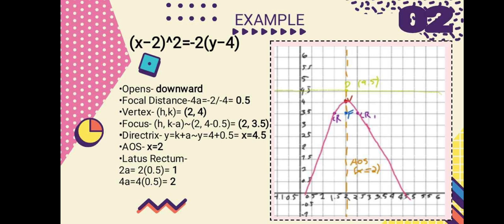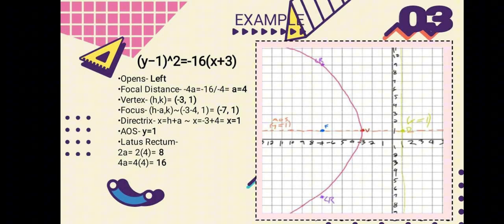Y is 4 while k is 0.5, which equals x 4.5. AOS: x equals 2. Latus rectum: 2a equals 2 times 0.5, which equals 1. 4a equals 4 times 0.5, which equals 2. On to the third example.